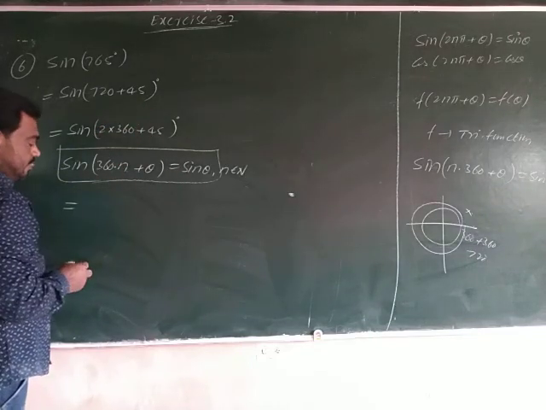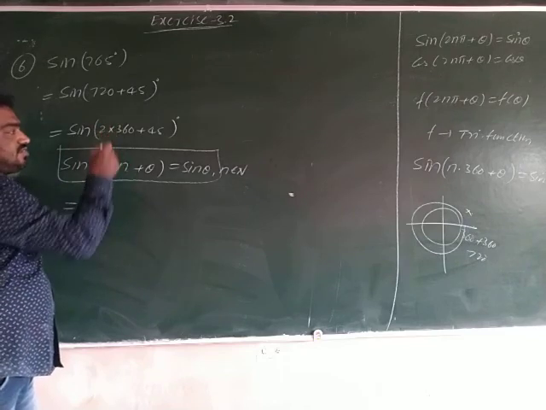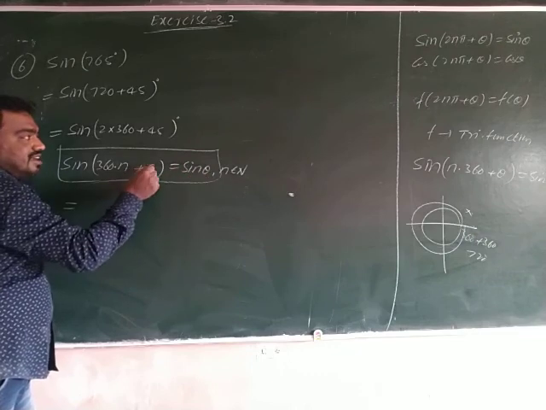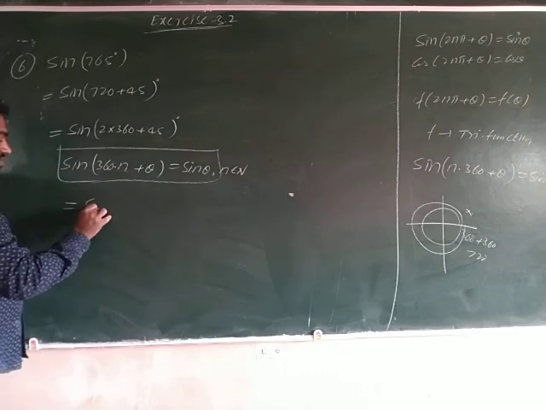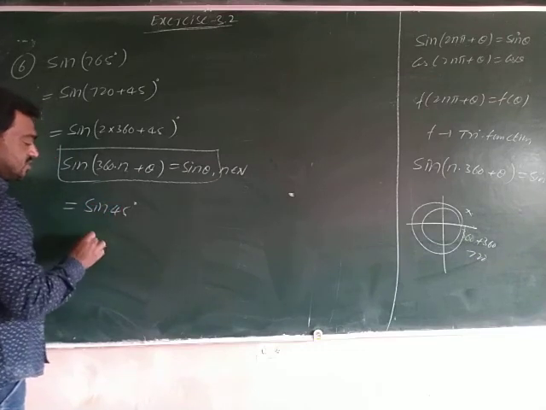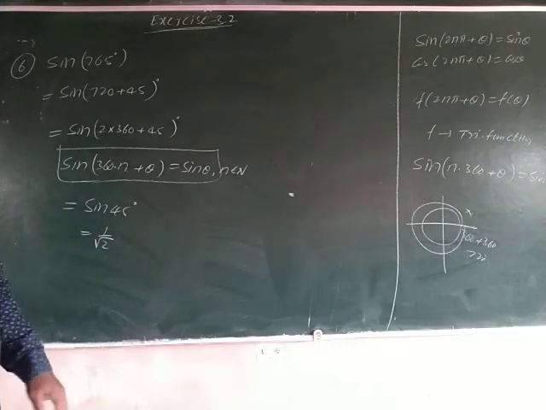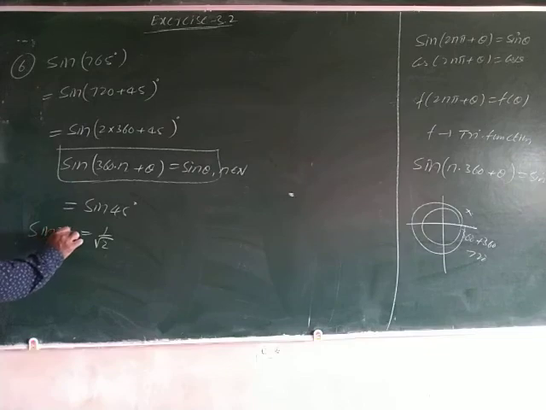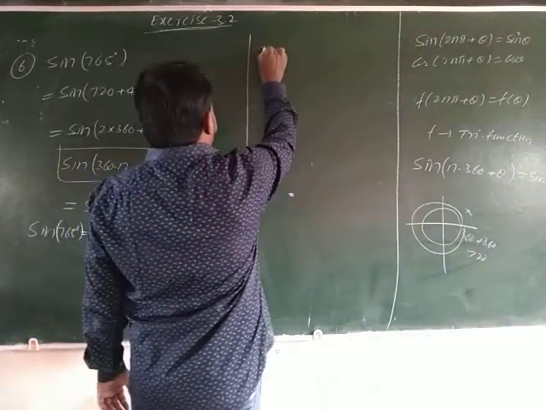Here n is equal to 2, so sine of 360 into n plus theta is equal to sine theta, where theta is 45 degrees. So this is equal to sine 45 degrees, and the value of sine 45 is 1 by root 2. Therefore, sine of 765 degrees is equal to 1 by root 2, the answer. Next, the 7th question.